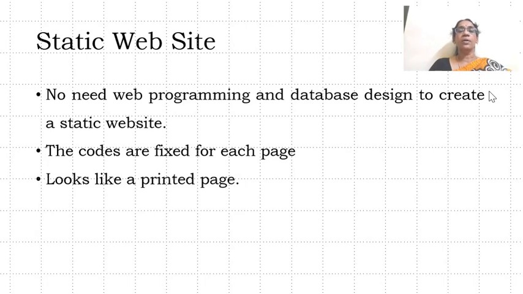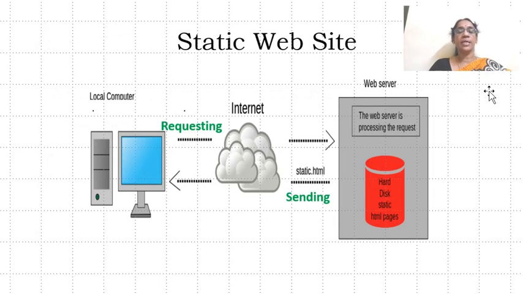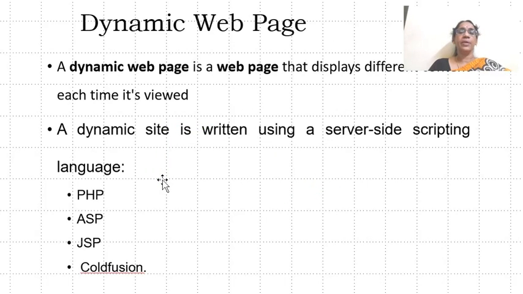Suppose you want to open our college website, you just have to type the URL in the browser. That is common to all the users who are typing that website URL in the browser. The page should be displayed the same to all the users. That is a static website. The user makes a request, the web server processes the request, and then sends the static page to the user. And then the dynamic web page displays different content each time it is viewed, and it also depends on the user input. It may vary.